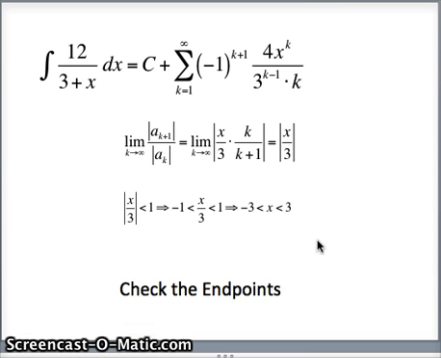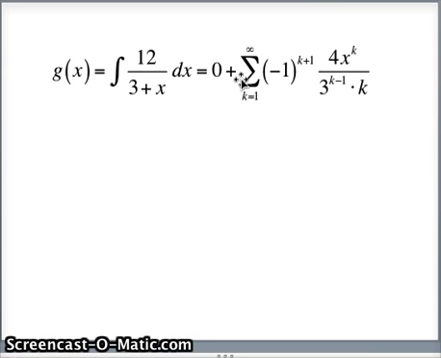So what do we have to do? We have to check the endpoints. So we'll go back to this function and we'll see, does it converge at 3? Does it converge at negative 3? So I'm going to define this function g of x, and instead of plus c, I'm going to put plus 0 there to get a feel for how this operates, to determine our interval of convergence. And I want to apply the function g to 3 and to negative 3 to see if it converges.